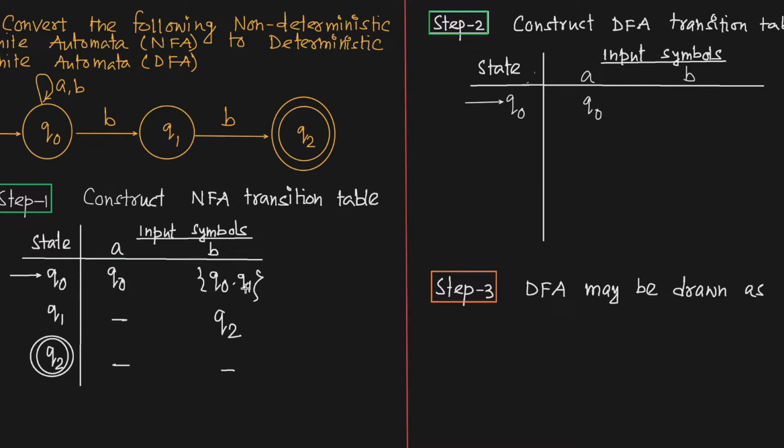So Q0 Q1, you have to consider Q0 Q1 as a single state. So Q0 Q1, this is a single state or this is a new state. This is called a new state or single state.